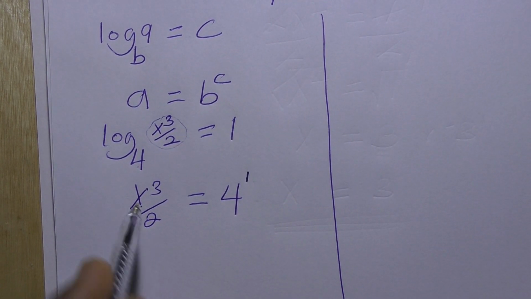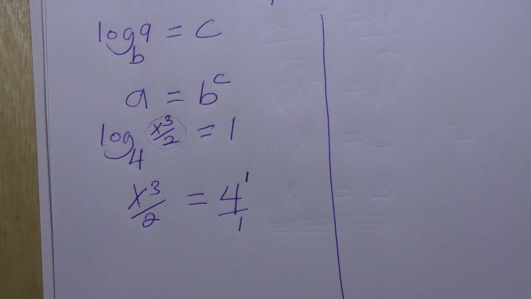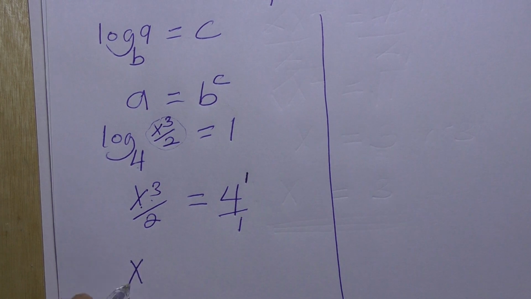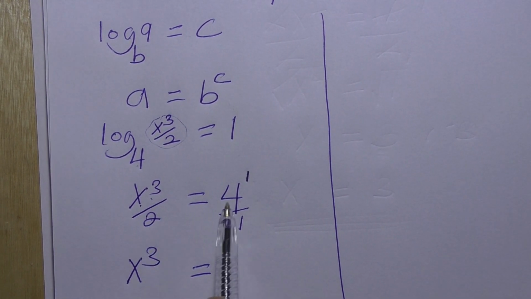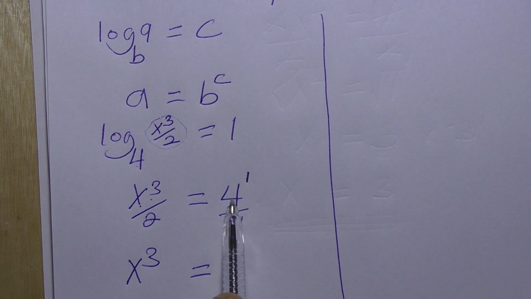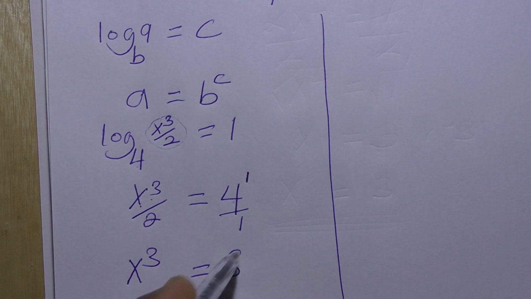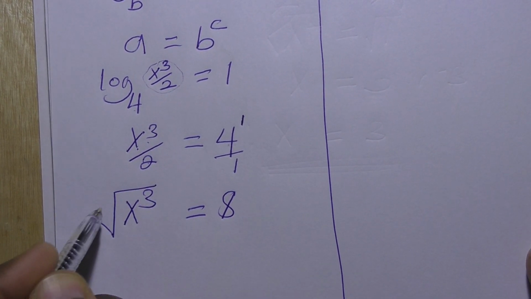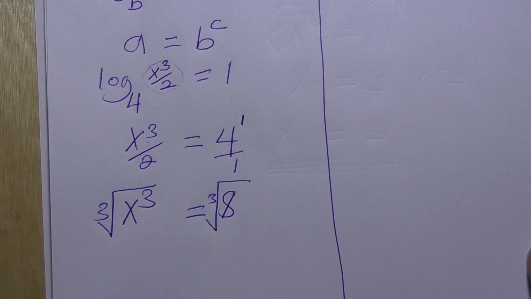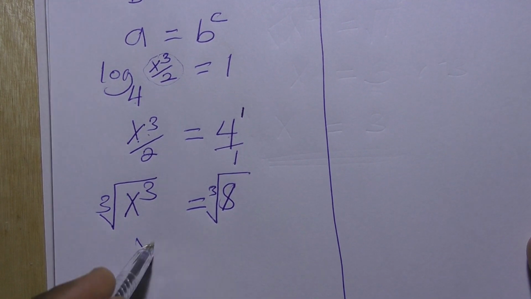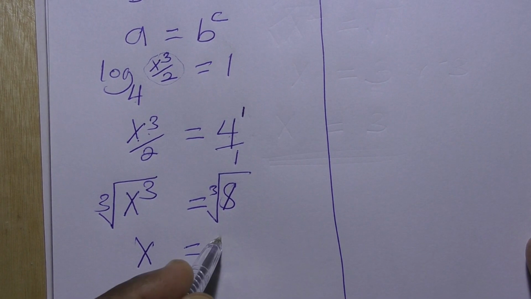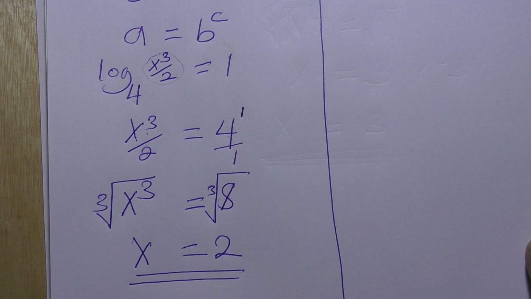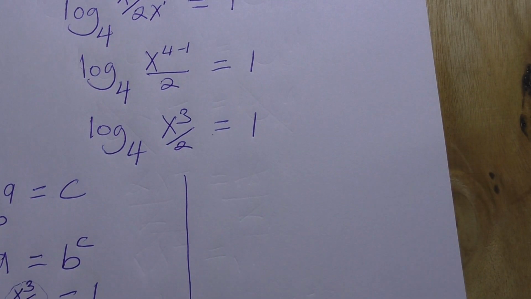Hence, this is a fraction. We make this a fraction and cross multiply. This multiplies with that to give us x cubed, and it multiplies with the 4. 4 power 1 is 4 times 2 gives us 8. And then we shall have the cube root of each side, so that we end up with our x as 2. That is one alternative. Or we can also apply another law.